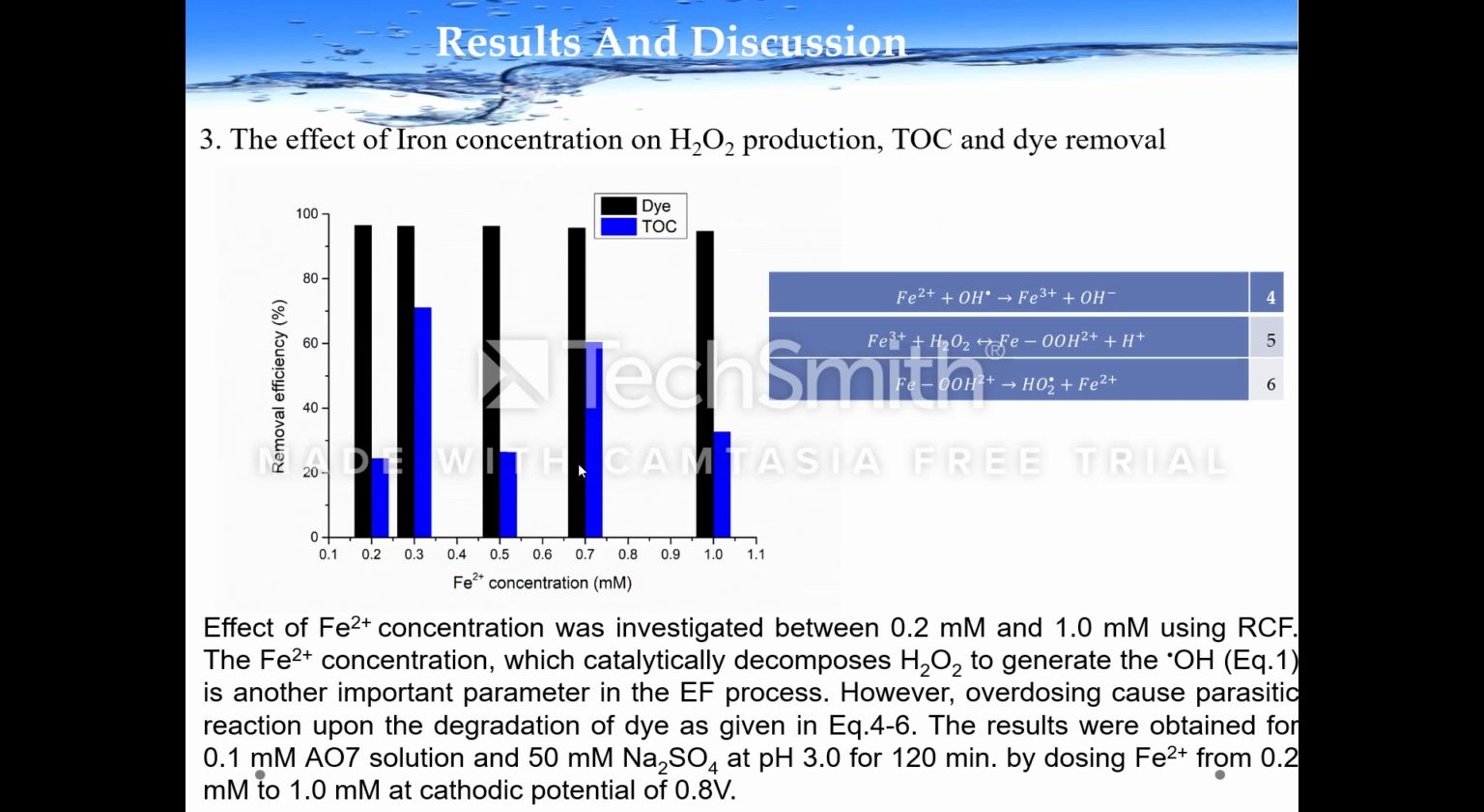The next stage of studies is about the determination of the optimum iron concentration. As I mentioned before, we used iron as a catalyst. However, we know that when we increase the iron concentration, some parasitic reactions occur, so the removal efficiency decreases.